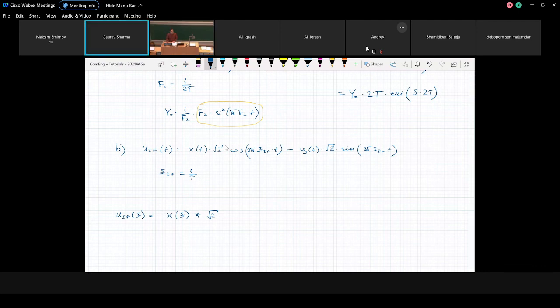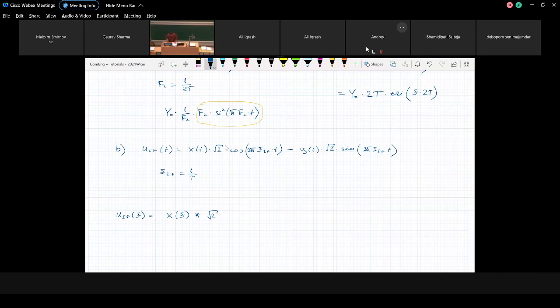In phase is cosine, quadrature is sine. For x of t, the in-phase component, we don't take into account cosine and square root of 2. And y of t is quadrature, and also we don't take into account square root of 2 and sine. So sometimes you can find this question asking explicitly which part is which.